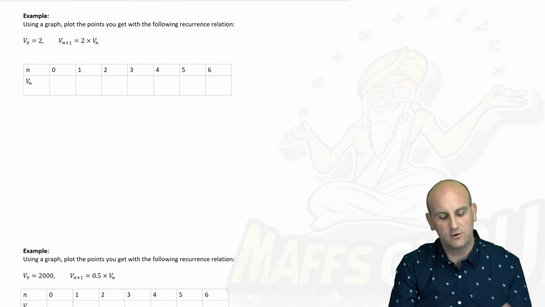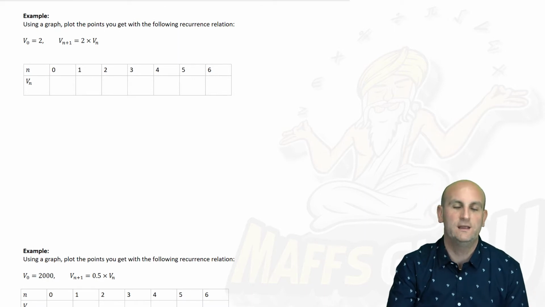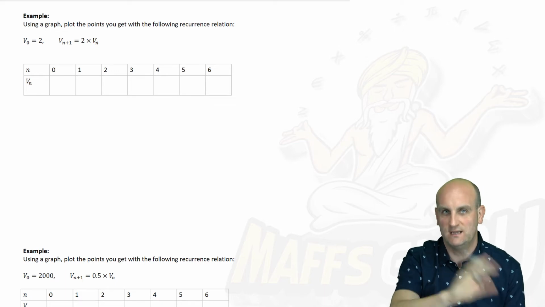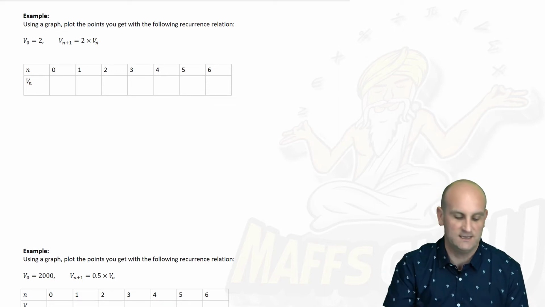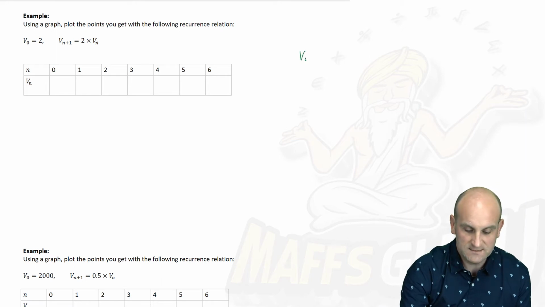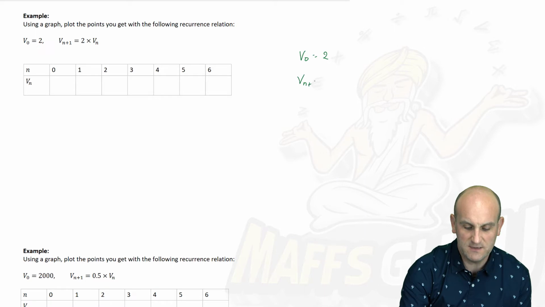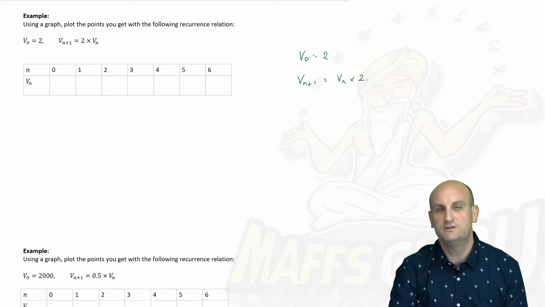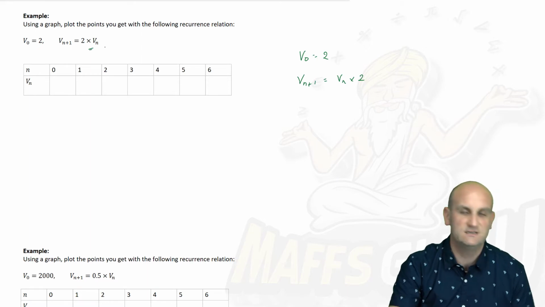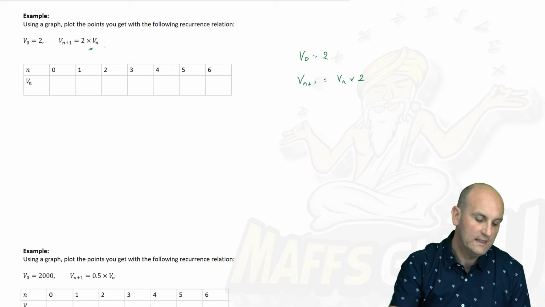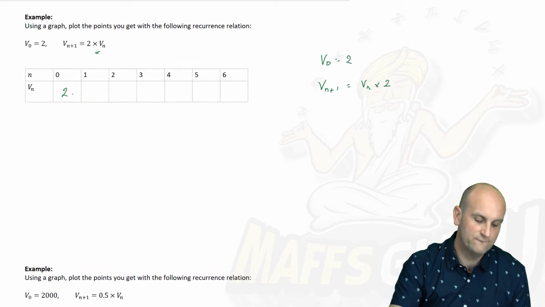I've said here, using a graph, plot the points you get with the following recurrence relationship. Again, recurrence relationship: take the previous term, do something with it to get to the next term. So we've got V0, same language. My initial term is 2. And it says to get to my next term, take my previous term and multiply it by 2. Now, obviously, I've written this slightly differently. It says 2 times my previous term, exactly the same thing. So here is n, there is V0.